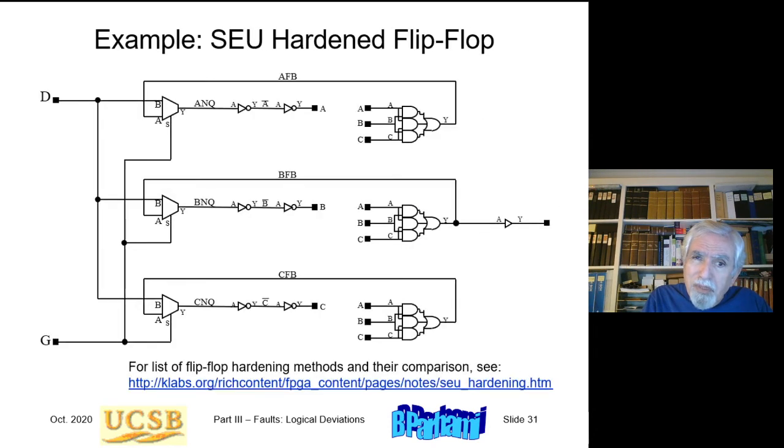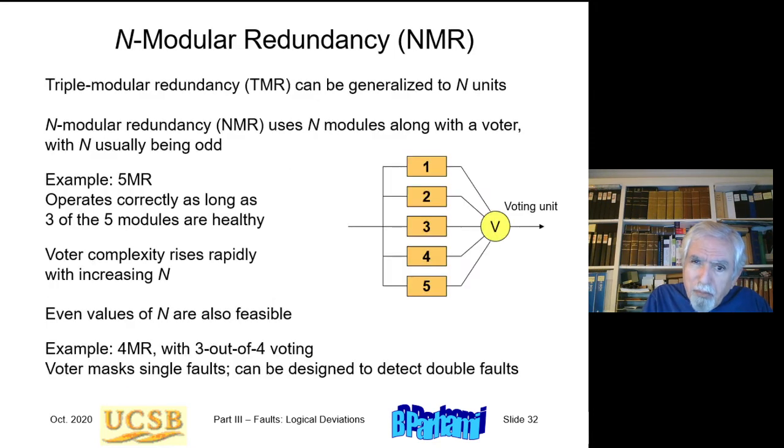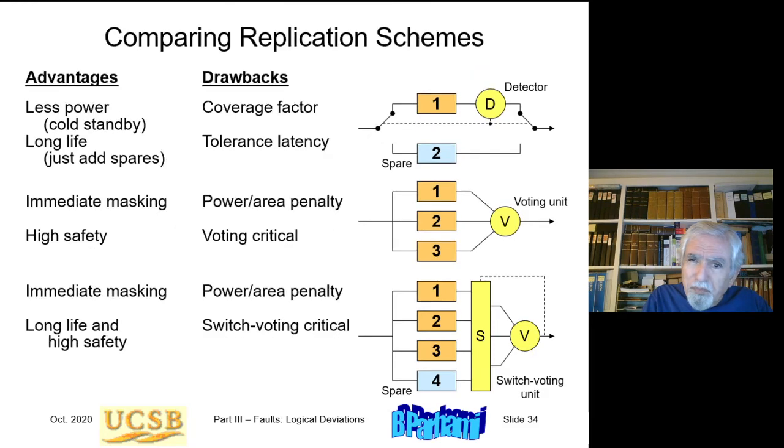Okay, and modular redundancy. Oops, I'm going backwards. So these are advantages and drawbacks of these 3 schemes: dynamic redundancy, static redundancy, and hybrid redundancy. Dynamic redundancy uses less power.